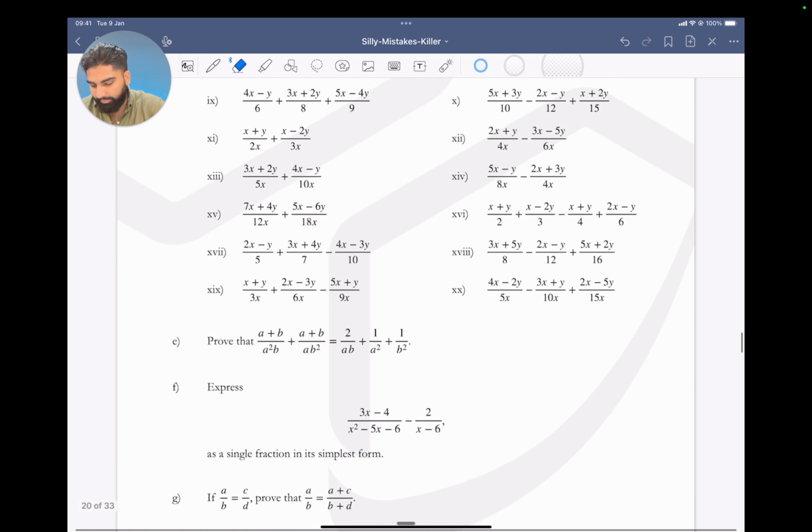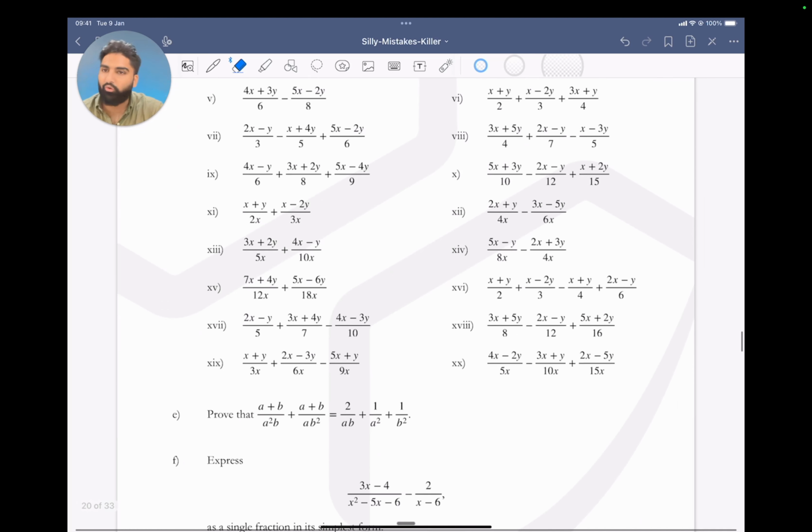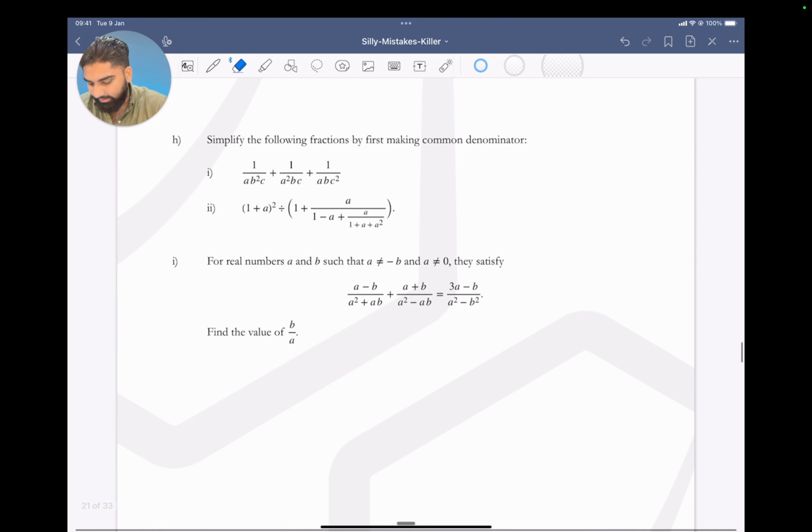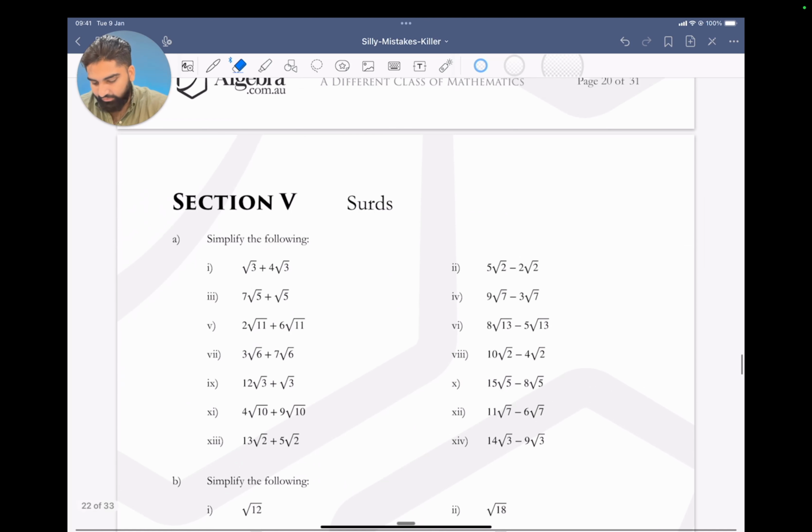So then we have some plus and minus, combining everything together. I'm sure you guys got this. Then we have some fun algebra questions. Let's move on to some surds now.